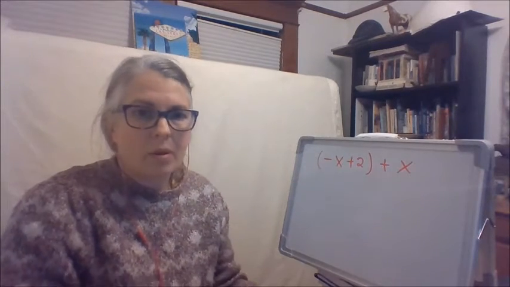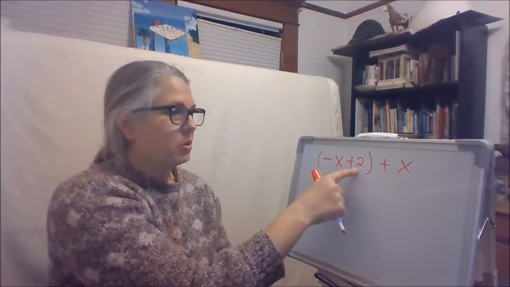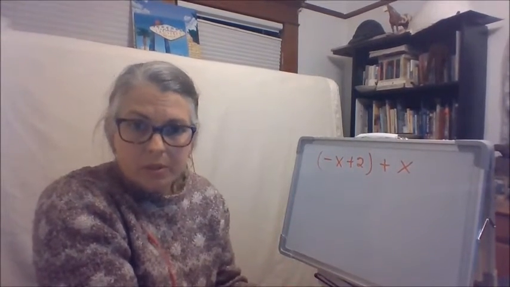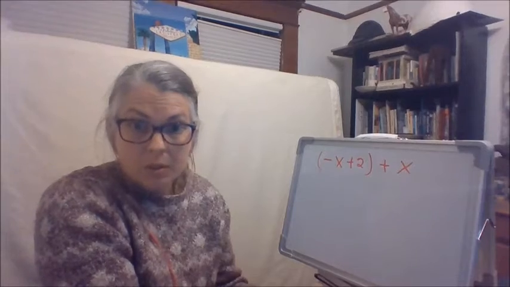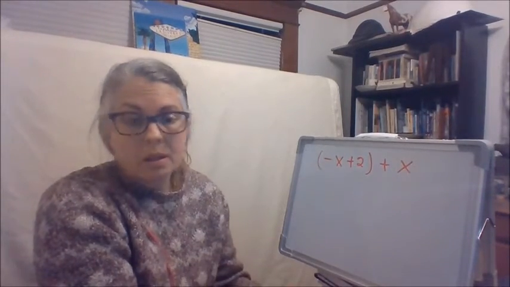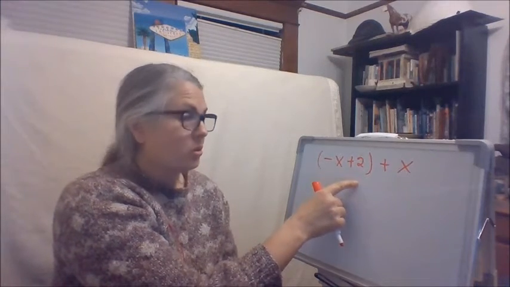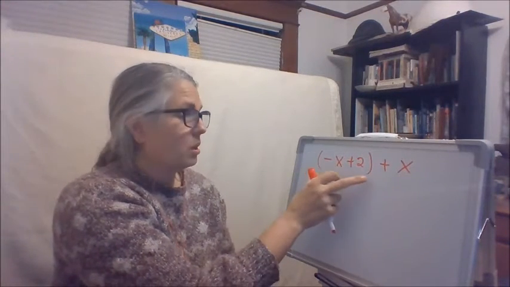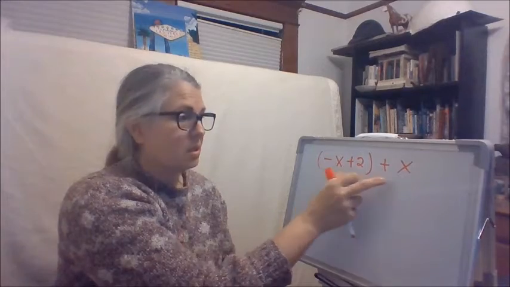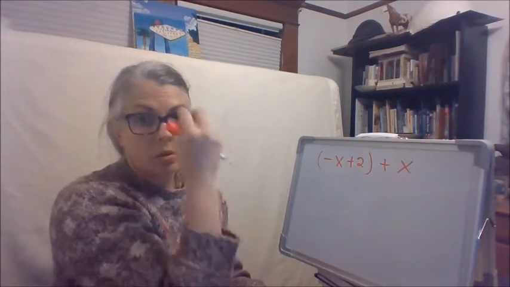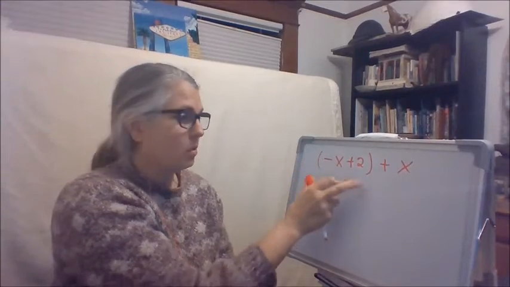Okay, look at this expression. I have negative x plus 2, all in parentheses, plus x. If you thought that you needed to do what's in the parentheses first, you would be stuck because you don't know what x is, so you can't add it to 2. So you're stuck, you can't do anything. You're like, okay, well, I have this thing, it's all together in parentheses, and I'm adding that to x. I can't do anything more because these are together.